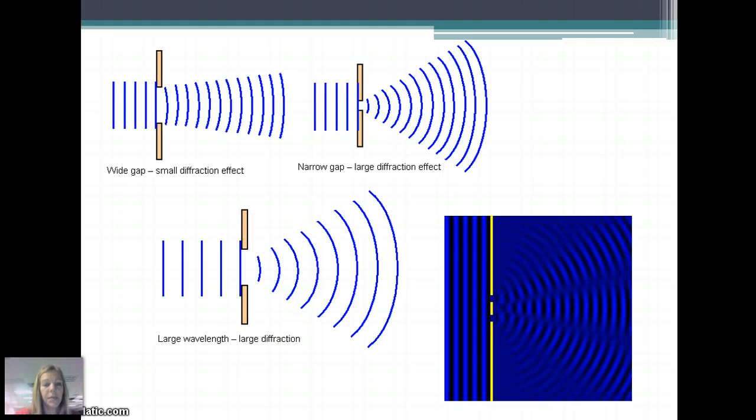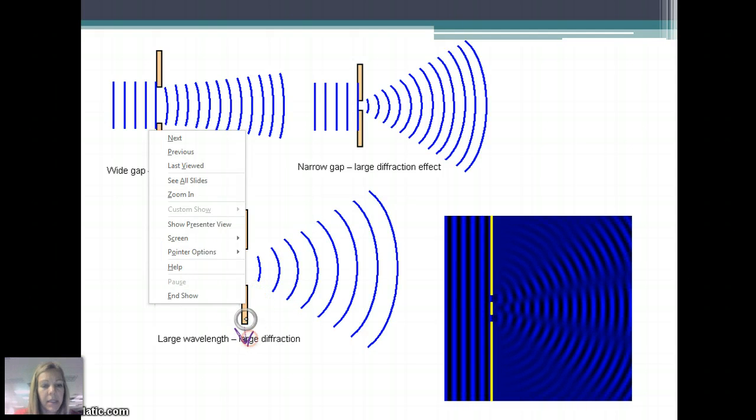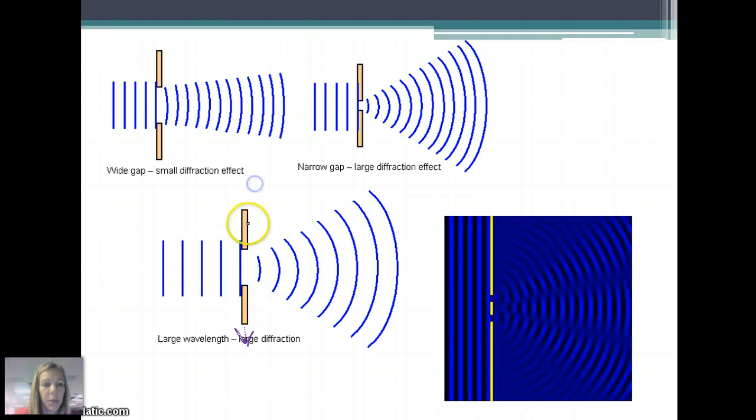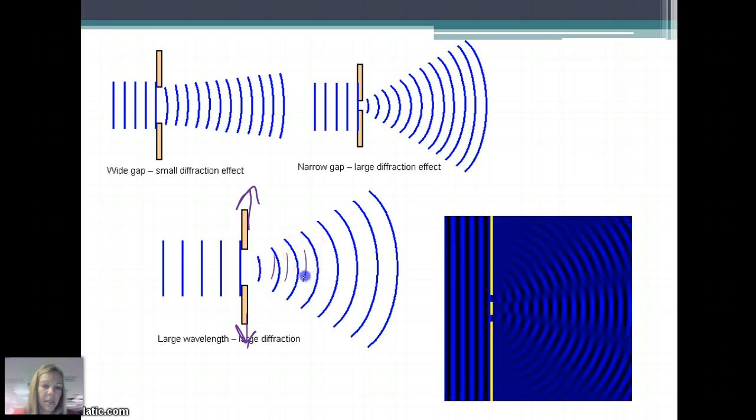And lastly, if we make the gap larger, so if we widen this gap right here and spread this medium out further, then you would get less bending and less spreading out of sound waves. And so it might look more like this, where you don't have as much spreading out.